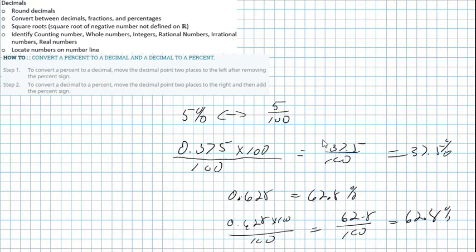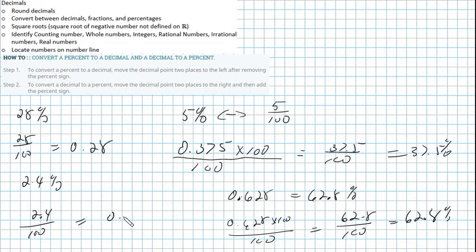Of course, going from a percentage to a decimal is very easy. So let's suppose you have 28%. Well, that's simply 28 over 100, which of course then is 0.28. If you have, let's say, 2.4%, well, that's 2.4 divided by 100, which is then 0.024. Notice then that what we're doing here is simply moving the decimal point 2 places to the left.